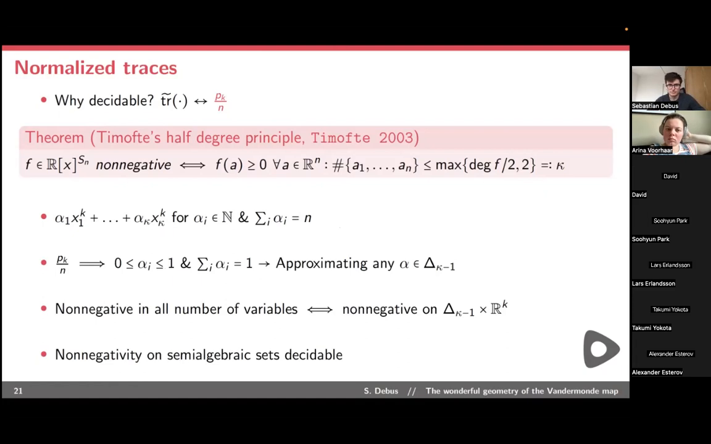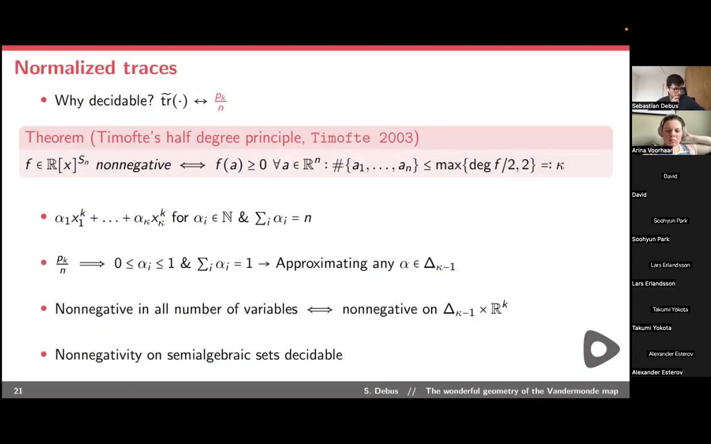And by this, we know that testing non-negativity of such a normalized trace polynomial at infinity is equivalent to testing non-negativity of a polynomial on the direct product of the probability simplex and R^kappa. But this is a semi-algebraic set, and one knows that testing non-negativity on semi-algebraic sets is decidable. And from this, you deduce that in this normalized setting, things are decidable. And this is the last slide.